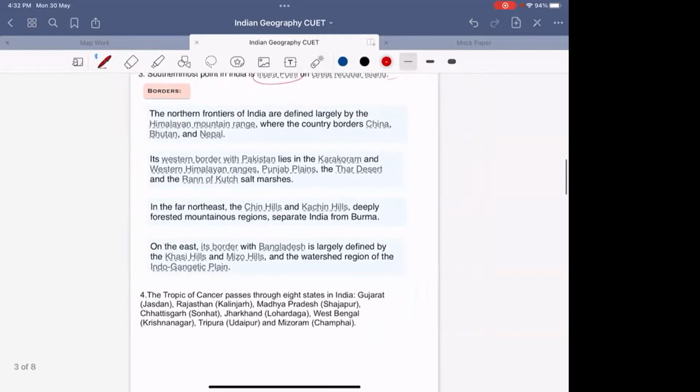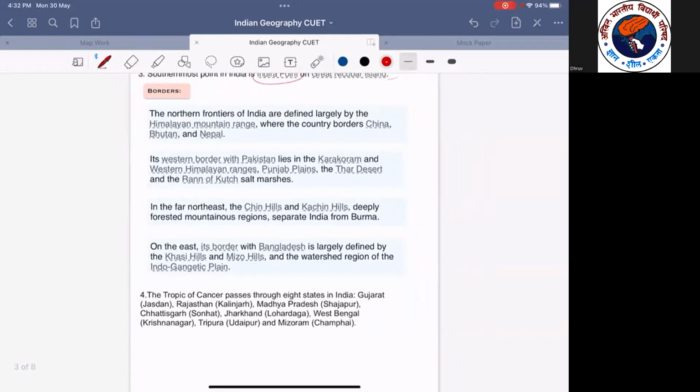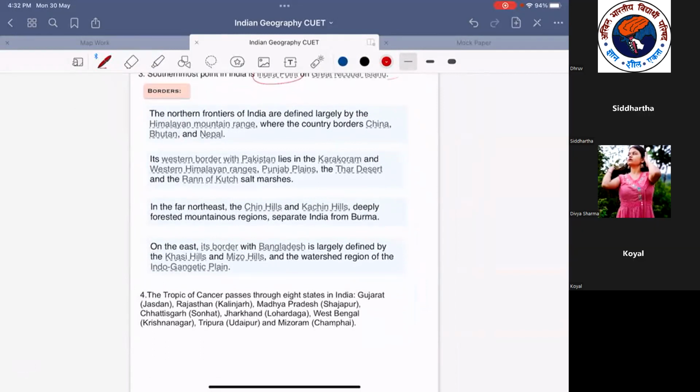Then borders we have done. The northern frontier of India is defined largely by the Himalayan mountain ranges. I have shared, if you have access, passes, rivers, important lakes, everything is mentioned there. So if you go through the atlas briefly once, most of the things, 90% of the things will be covered.